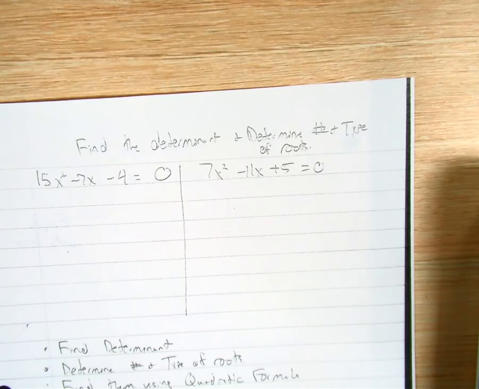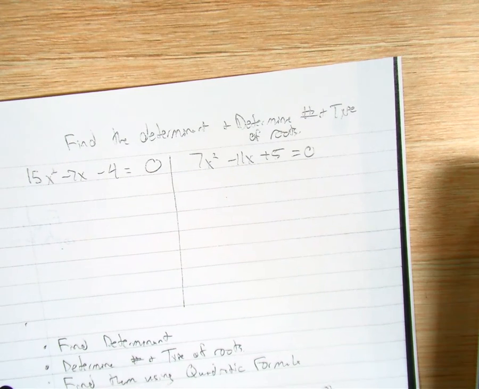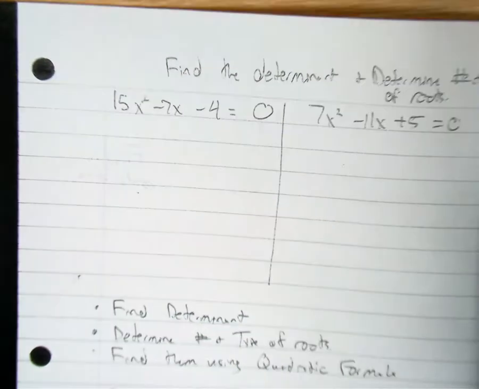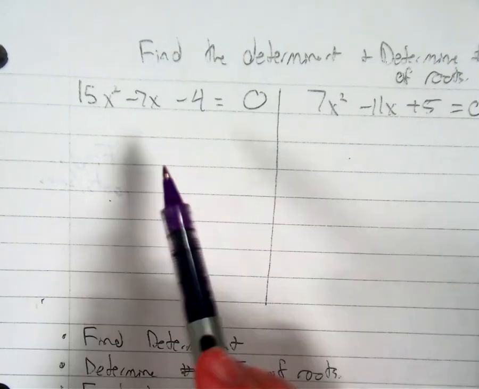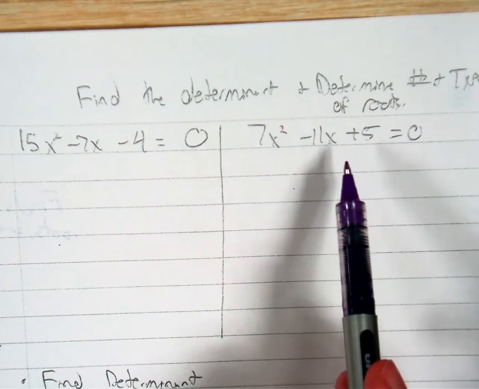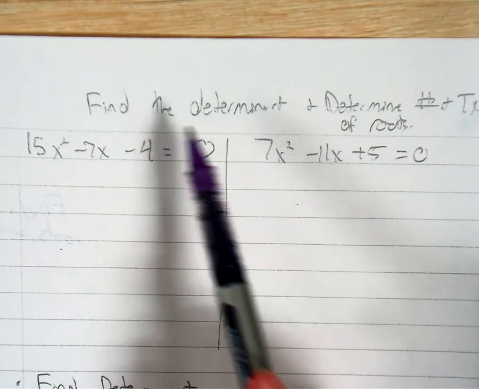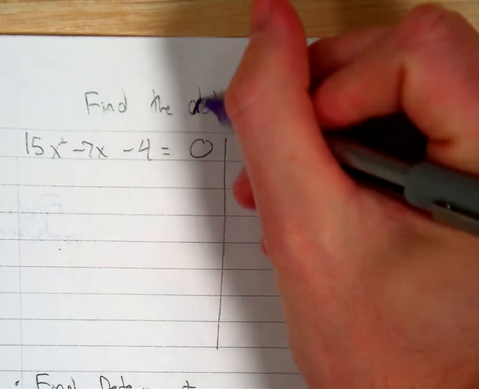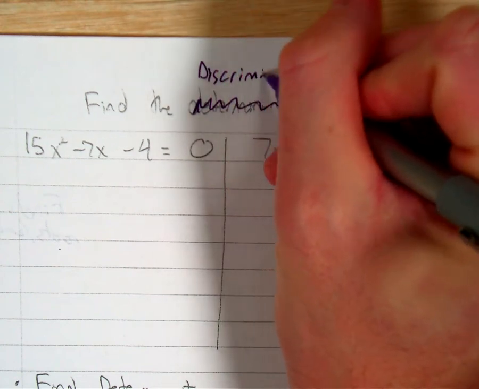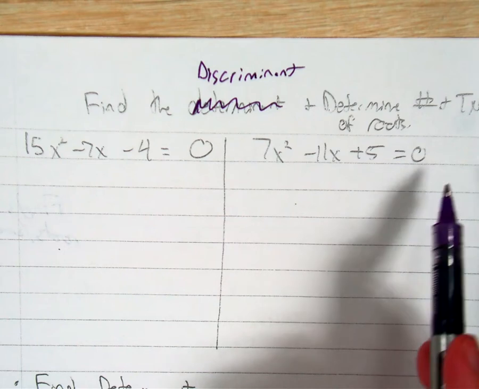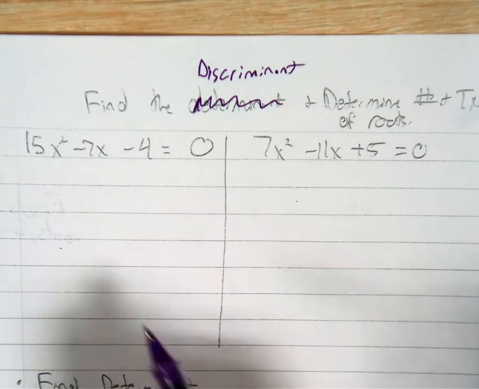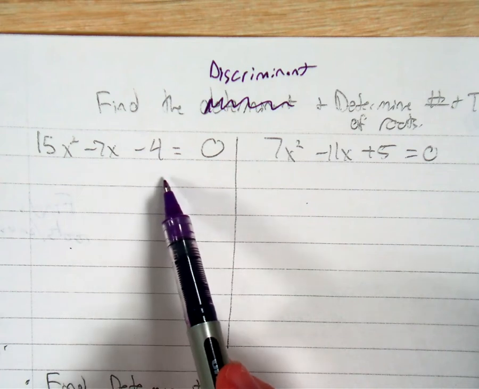All right, now what you came for, the practice problems. We'll get you started here with this one. We have 15x squared minus 7x minus 4 equals 0. You're going to have some problems where you just find the discriminant, and then determine the number and type of roots. Okay, that's it. So 15x squared minus 7x minus 4 equals 0.